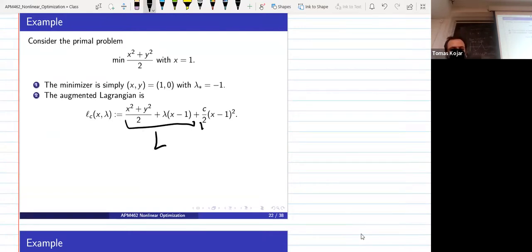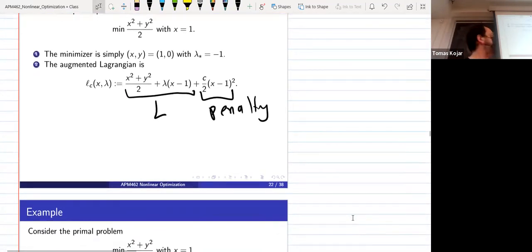Anyway, so the augmented Lagrangian is the same guy as the Lagrangian plus the penalty. So you have to always put the penalty there, and you will be amazed: just a little addition changes the whole problem and makes it way more doable. And we will explain why.